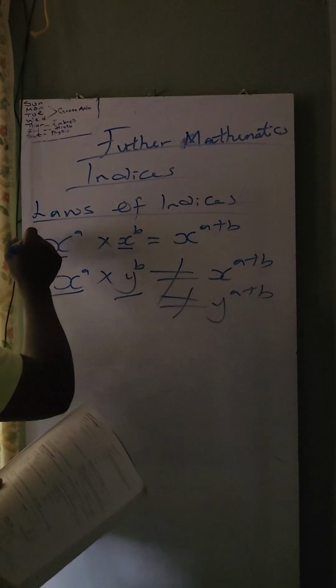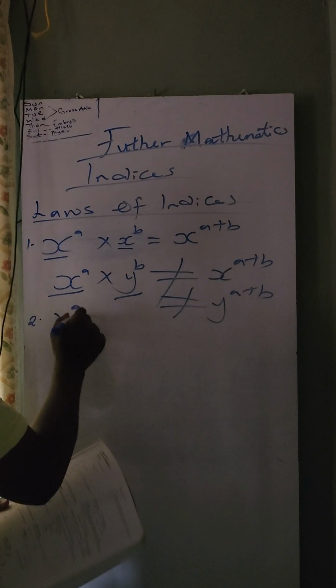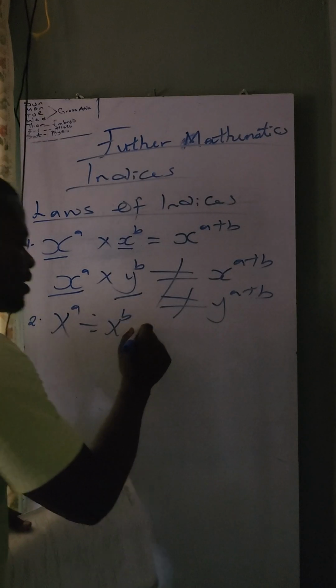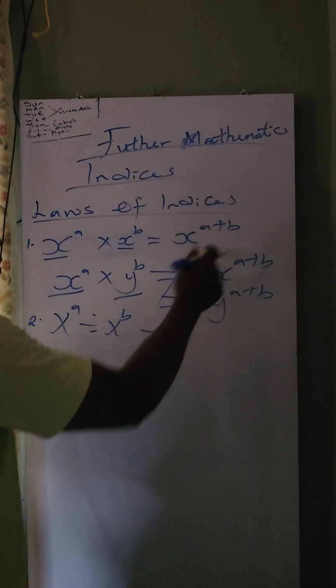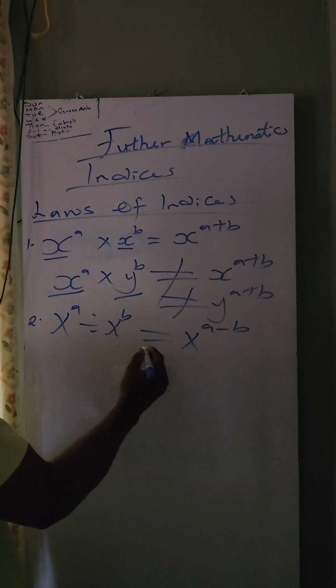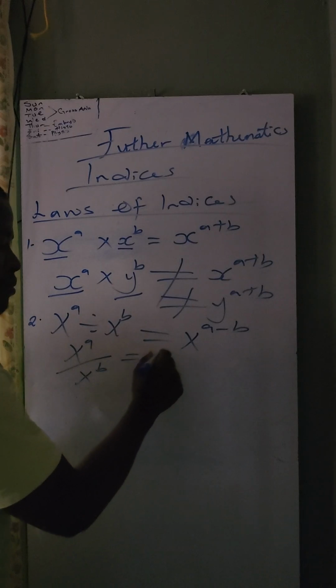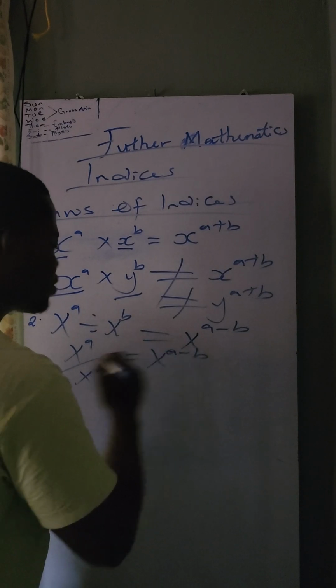The second law we're talking about here: I have x raised to power a divided by x raised to power b. Since multiplication is plus, division will be minus. This is x raised to power a minus b. At the same time, this can be written as x raised to power a over x raised to power b. It is still the same thing. This is also x raised to power a minus b.